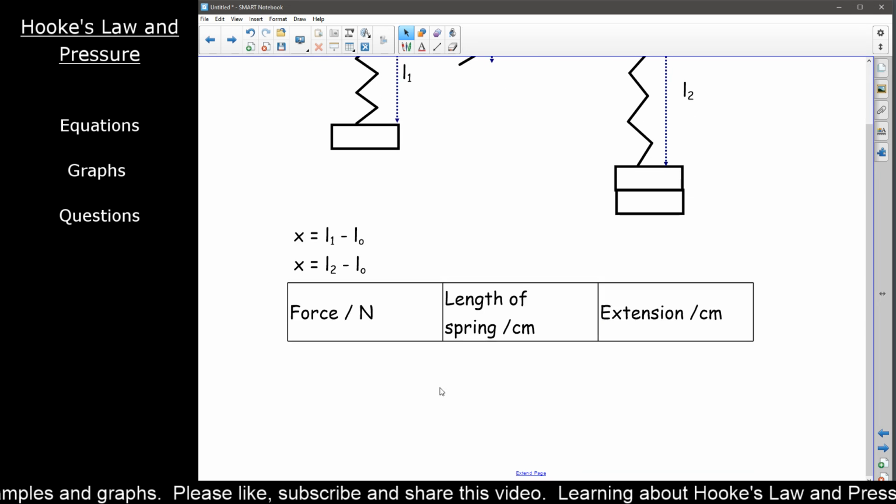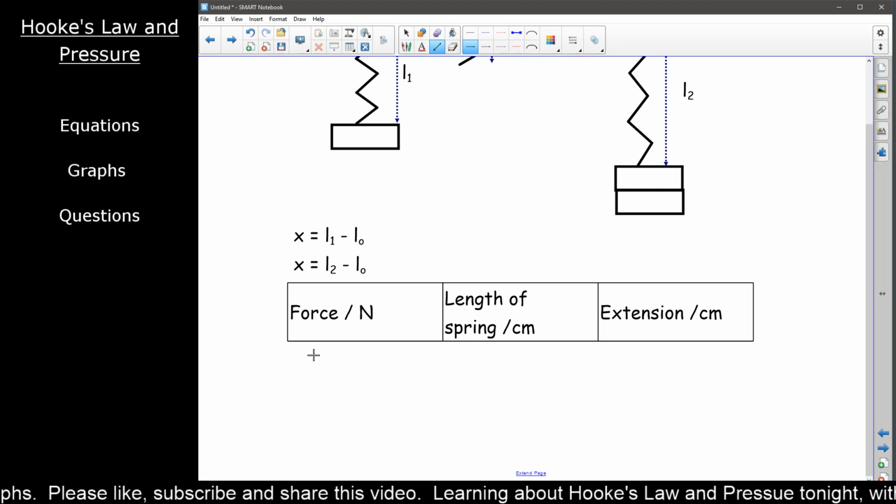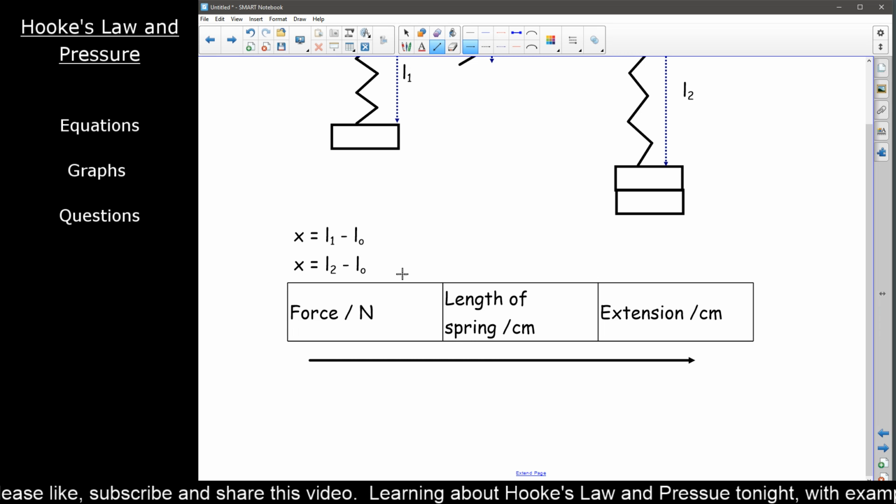Now this is important, the order, because this is good scientific principle, that as you read across a set of results, you should have an idea of the order in which the person actually performed the experiment.